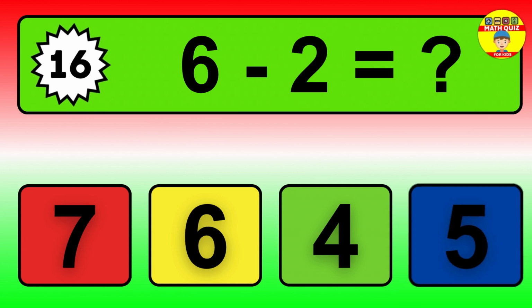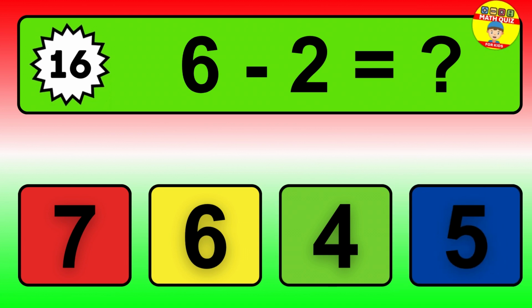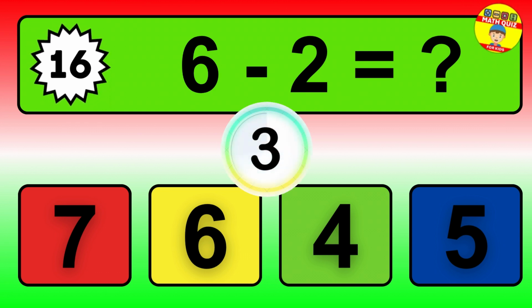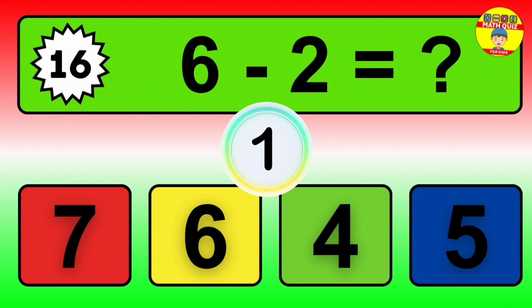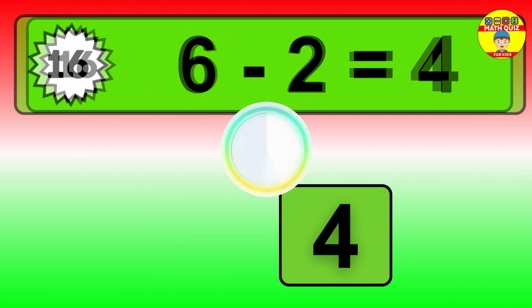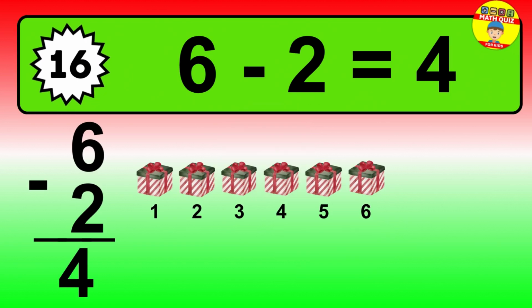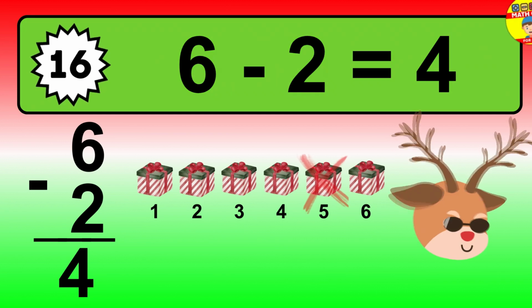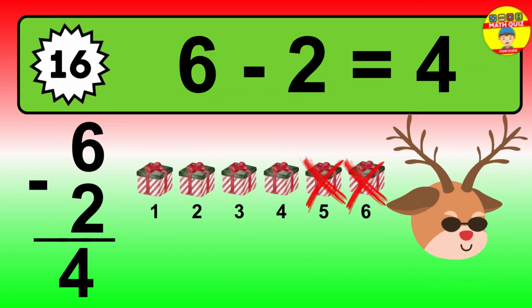Question 16. 6 minus 2 equals what? So, the answer is 6 minus 2 is 4. Let's count it. 1, 2, 3, 4.